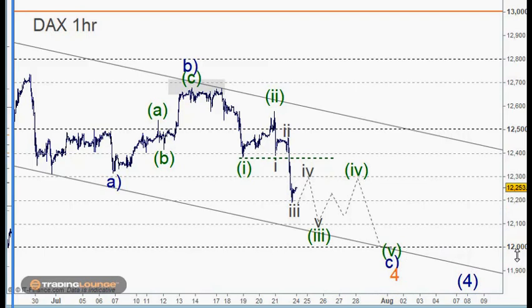As the wave 4. So we're in this impulse wave to the downside here at the moment, and I don't know if the hourly is the best chart to do this on, but we still need that low of wave 3 to come in play first. But anyway, we're in that trend channel there.